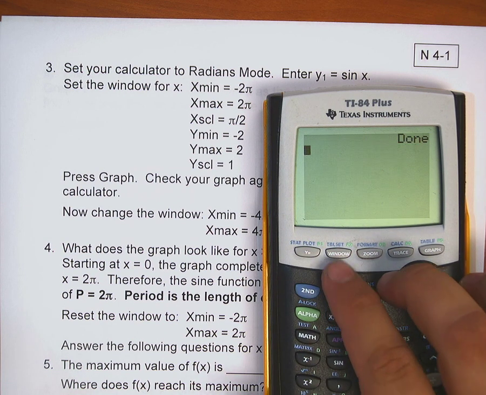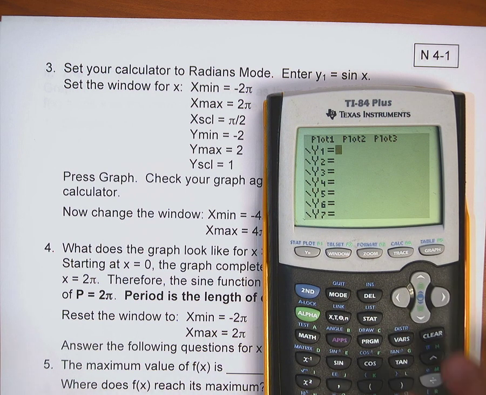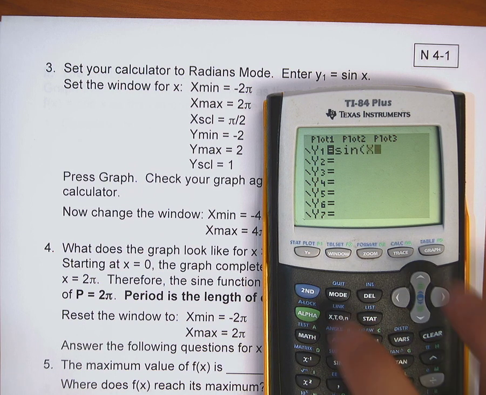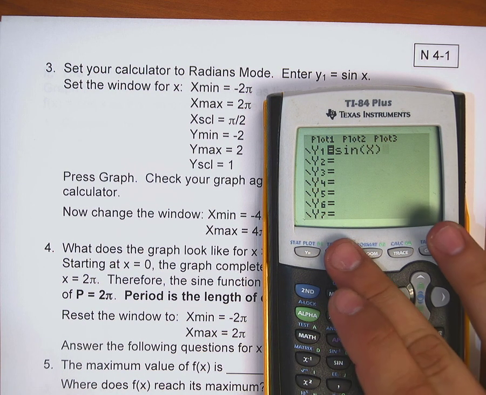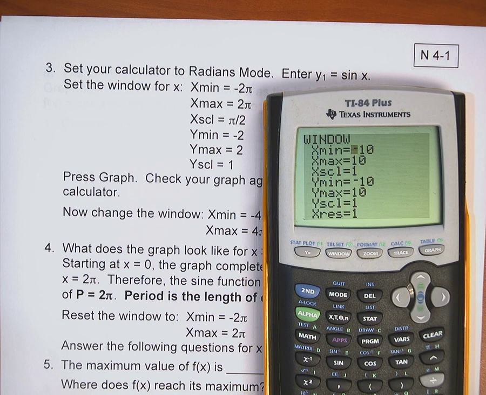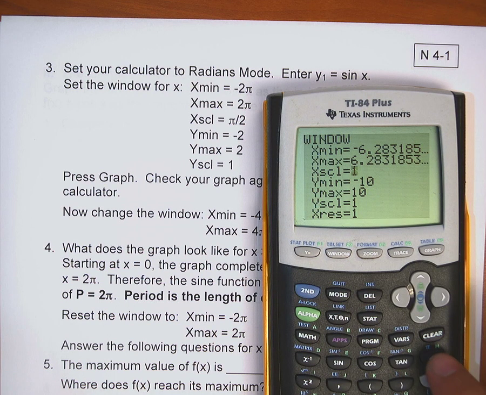And then I'm going to set my window. Oh, no, wait, y equals, sorry. I'm getting so excited. Sine x, just like that. Pause if you need to. Go to your window, and I'm going to change my x min to negative 2 pi, and my x max to 2 pi. My x scale is going to be pi over 2.